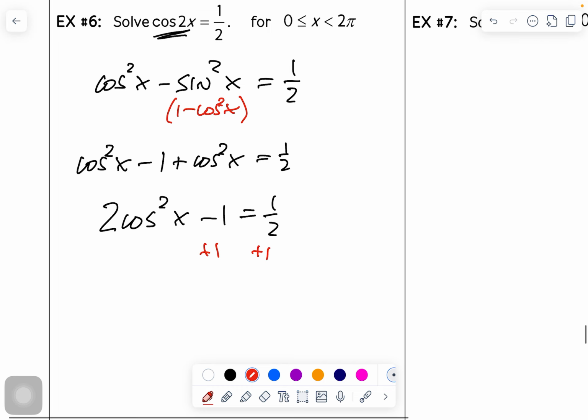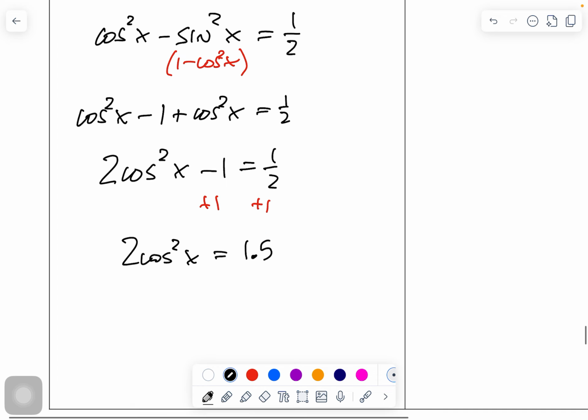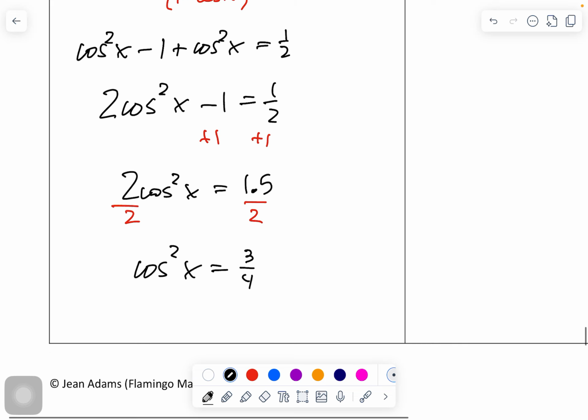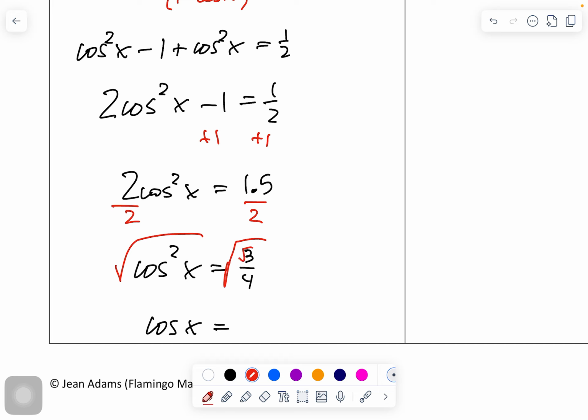So I have 2 cosine squared of x equals 1.5, or 3/2 or whatever you want to call it. Divide by 2, divide by 2. So I get cosine squared of x equals 3/4. Right, and then I'd square root both sides. So notice how I can solve these just like I would solve a normal algebraic equation. I would end up with cosine of x equaling, if I take the square root of both sides, plus or minus √3/2.